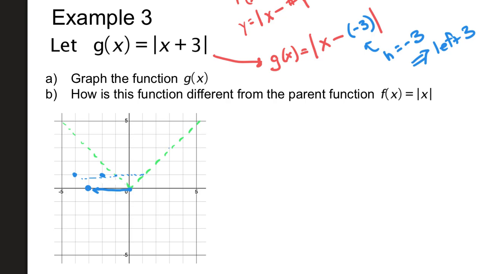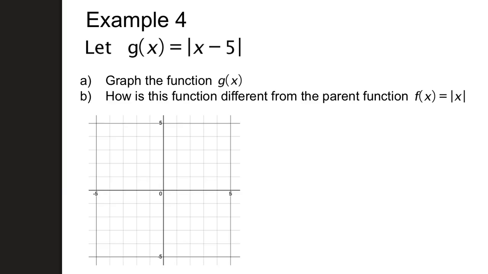Go up here, pick a point, move it to the left 3 units. Move this point here to the left 3 units, and we'll be able to create our graph that has been shifted to the left 3 units. Let's take a look at another one.